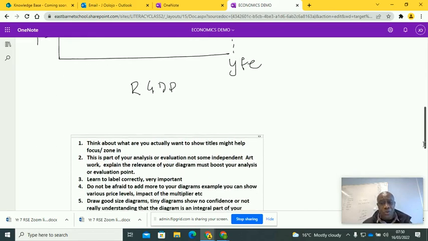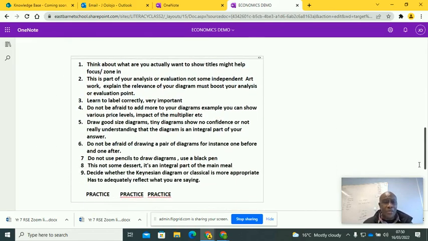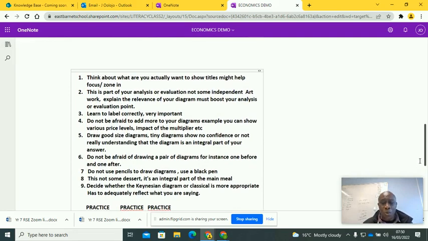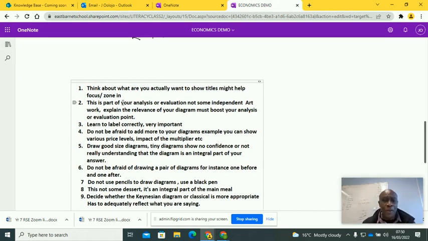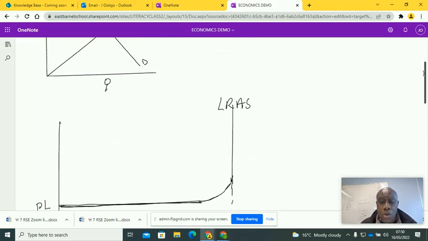This is what I've noticed, because students' diagrams are sometimes really awful, and it's such an important part of your essay. Think about what you actually want to show. Titles actually help. I know a lot of students don't like to put titles on their diagrams, but the good thing about putting titles is it makes you concentrate on what you're trying to do. For example, a diagram showing the impact of increased government spending. It actually focuses your mind on what you're trying to do. You're trying to show an increase in government spending, and you're focusing on that.